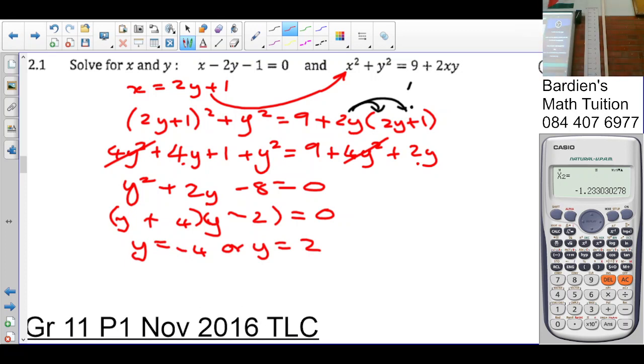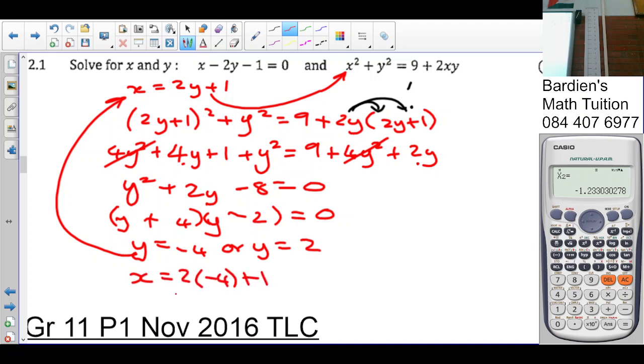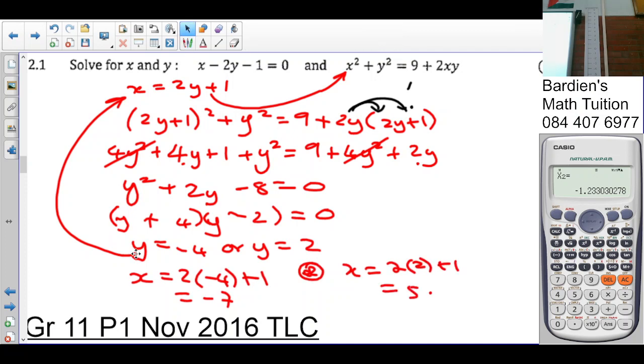Then from here we need to calculate your x value as well. Okay. So what we do with that is we plug it into that equation there. So x is equal to 2 times negative 4 plus 1, which is negative 7. Or x is equal to 2 times 2 plus 1, which is 5. Okay. And there is ways and means of checking if you're correct. You substitute it into the second equation there, the bigger one, and see if the equation balances if needed. Okay.